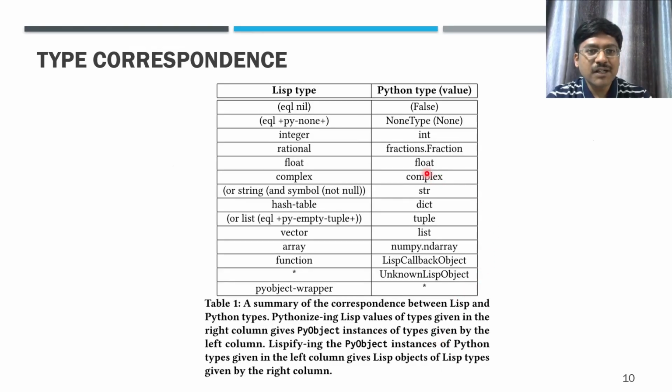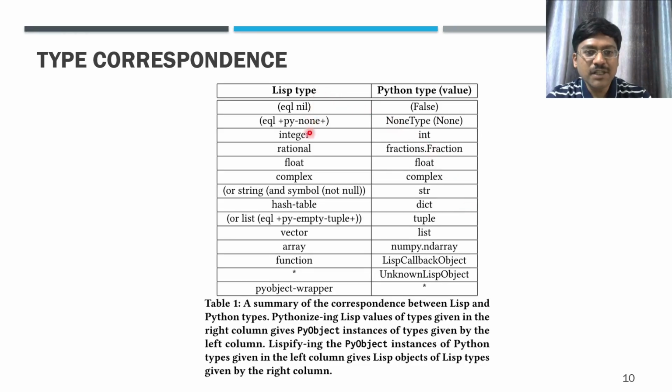Now there are peculiarities involved in translating Lisp types to Python types, particularly nil. In Lisp, nil is overloaded. That is, it can mean the Python value false, it can mean the Python value none, or it can also mean the empty tuple. In order to distinguish between these, we have two constants, py none and py empty tuple. These are assigned to the appropriate PyObject wrapper instance, which points to the none or the empty tuple.